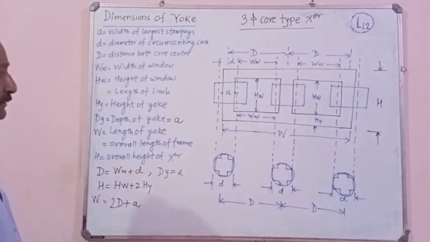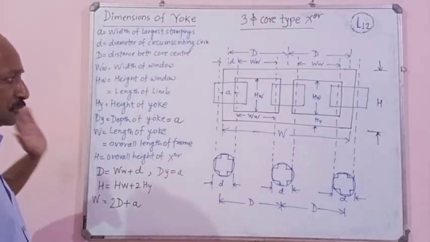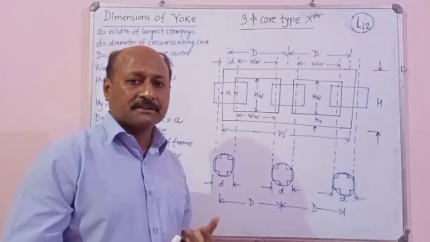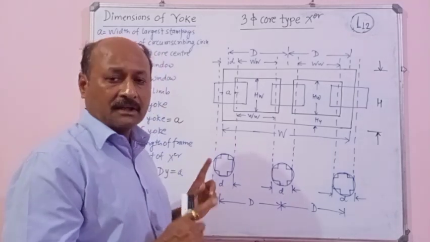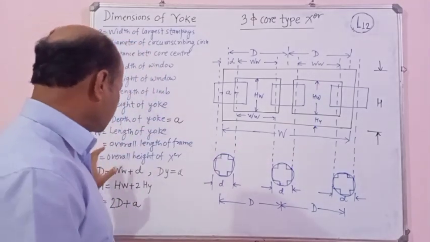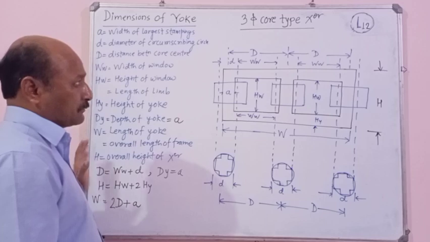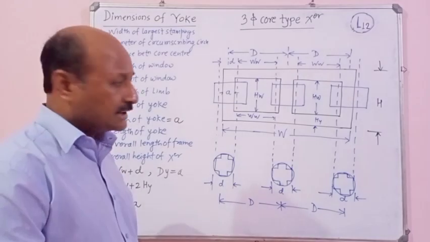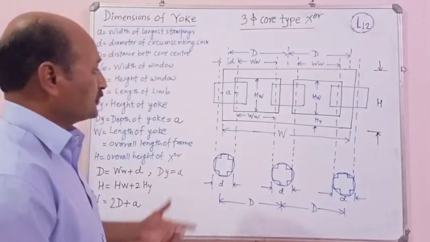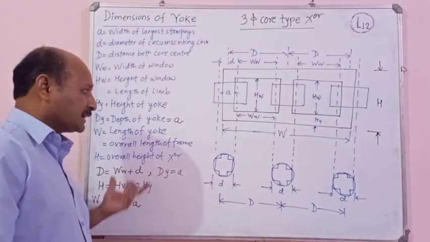So in this way you can write the relations for the three-phase core type transformer, and these relations are useful while solving the numericals. In a numerical on a single phase core type transformer, you have to draw the diagram of the core type transformer and write all the relations. If the numerical is on a single phase shell type transformer, you have to draw the diagram of the single phase shell type transformer, and then write the relations.